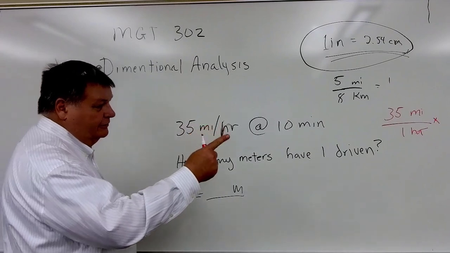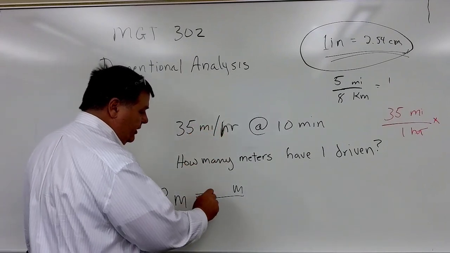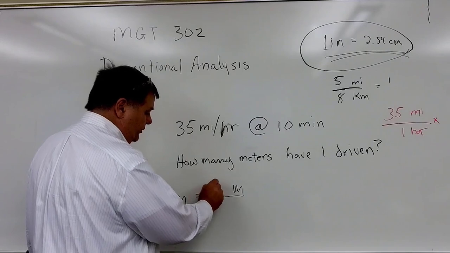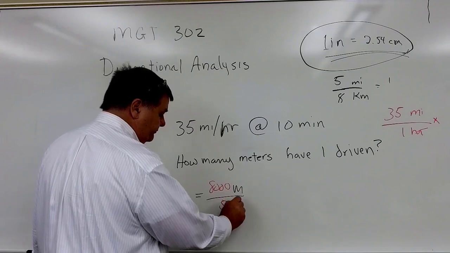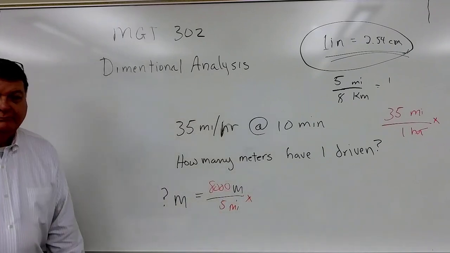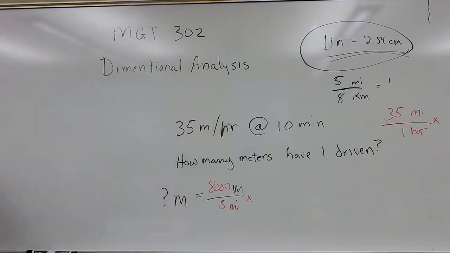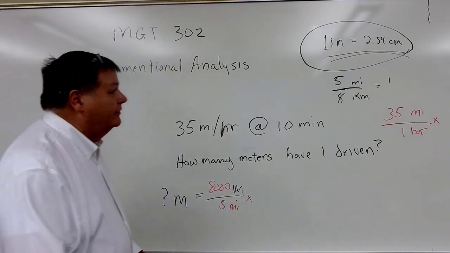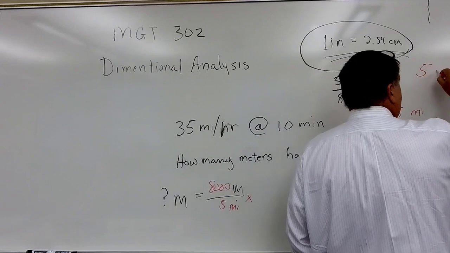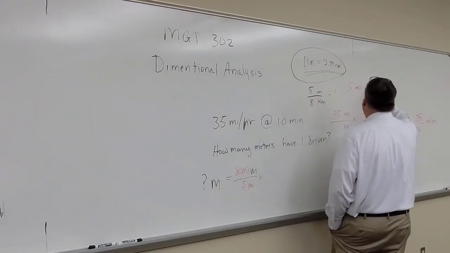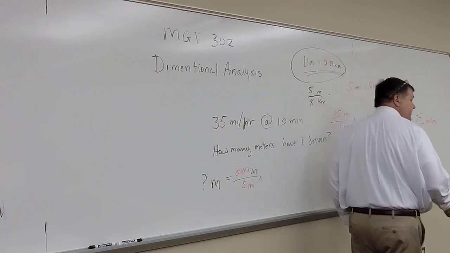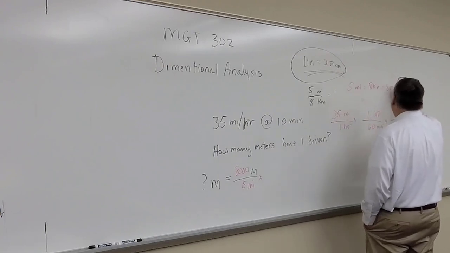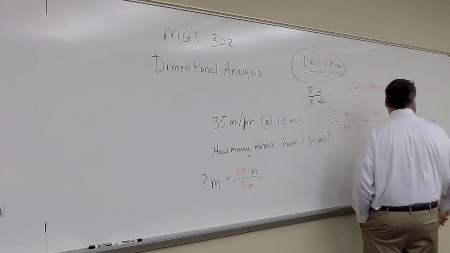Meters. What do we know is in meters? We know that we can use 8,000 meters in 5 miles. See where I got that? Who doesn't know where that came from? It's okay to say you don't know. That's why we're in class. Right here. 5 miles is equal to 8 kilometers. Right? But a kilometer means 1,000 meters. So now that means 8,000 meters are all equal.